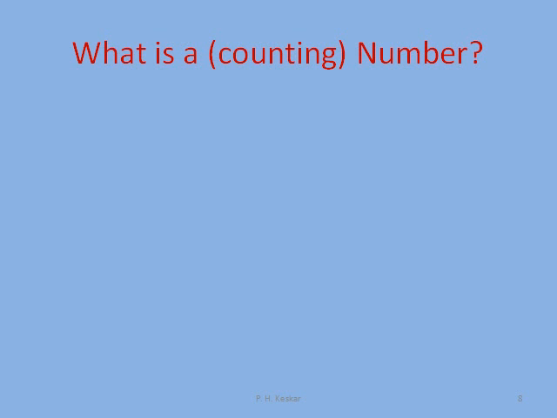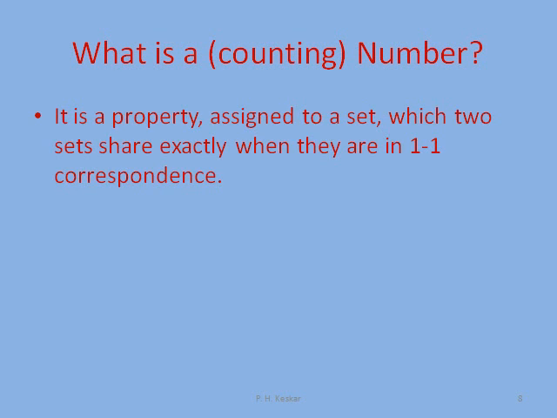So when we remove the context, whether it is cattle or it is a stone, there is a crux to it, and that crux is the same for both of them. So we come back to this: what is a counting number as such? It is a property assigned to a set which two sets will share exactly when there is a 1-to-1 correspondence.